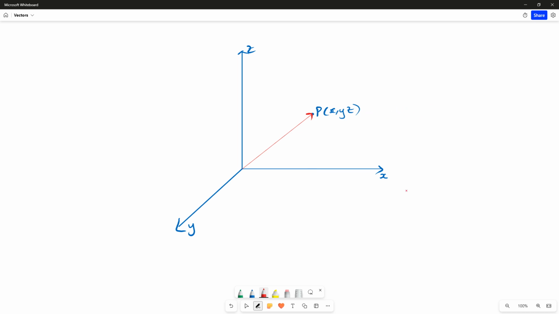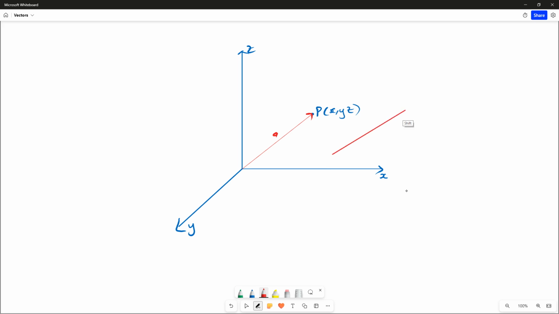I can call this vector a again. If I have the same vector somewhere else, it'll be a, and if it goes in the opposite direction, it will be negative a. The same rule applies, and if I have double and half, etc., it will all apply as well. We can also call this a displacement vector. A displacement vector in 3D basically has three components.